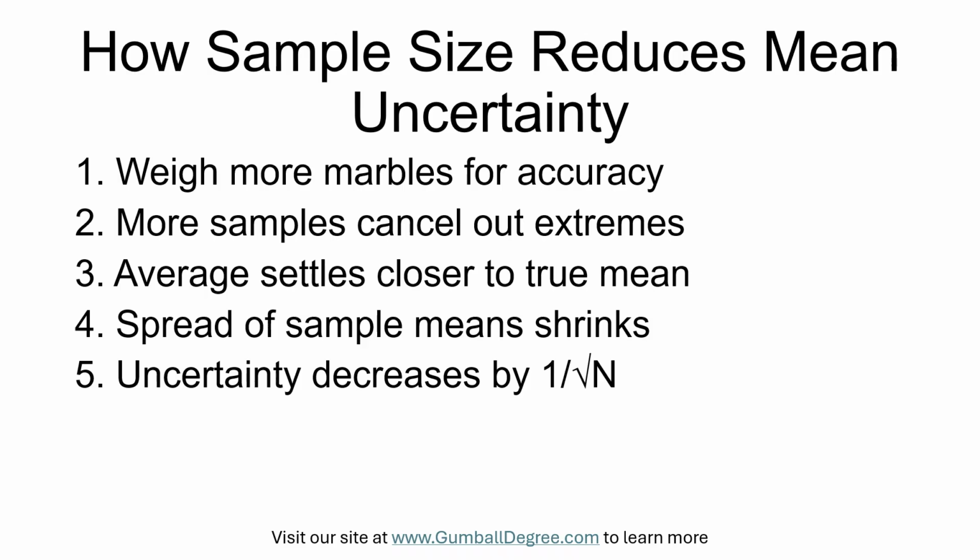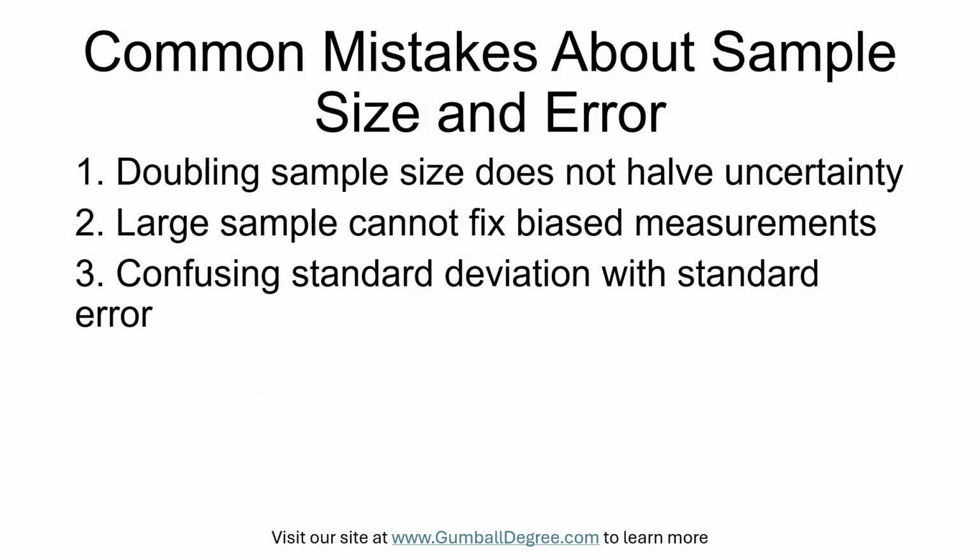As you weigh more marbles, the ups and downs from unusually heavy or light marbles tend to cancel out, so your measured average settles closer to the true average. Mathematically, the spread of where the sample means land gets smaller as the number of measurements goes up, specifically shrinking by 1 over the square root of how many samples you take, which means big increases in sample count give steadily smaller improvements. Students often think that doubling the sample size halves the uncertainty, but because the uncertainty decreases with the square root, doubling only reduces uncertainty by about 30%, so expect diminishing returns as you add more data.